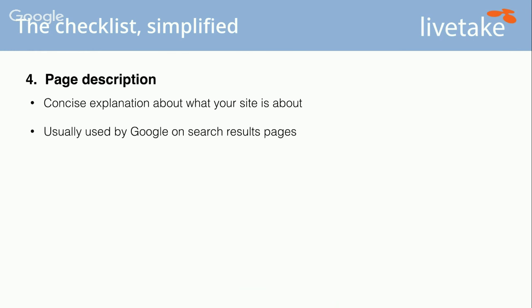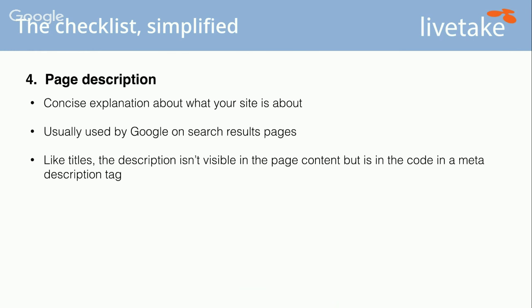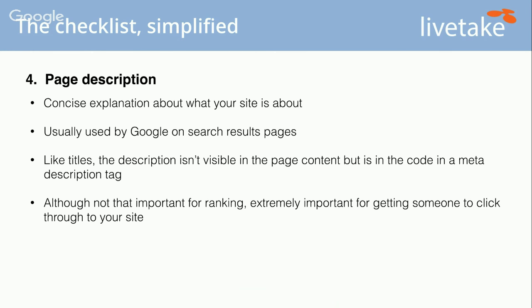Much like the title, the description isn't visible on your page content itself. Again, it's something that's written on the back end, and it's in the coding. And it's in what's called a meta description tag. Although not that important for ranking, it's extremely important for getting someone to actually click through to your site, because that's the little snippet that they're going to read. That has to be enticing enough to get the person to click through to your site. So the rule of thumb here is keep it below 160 characters.